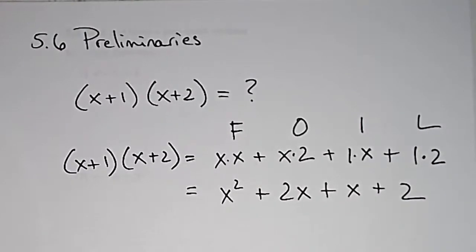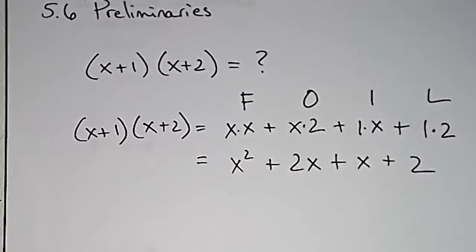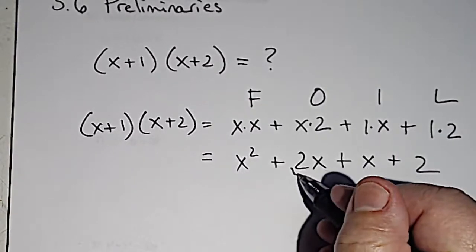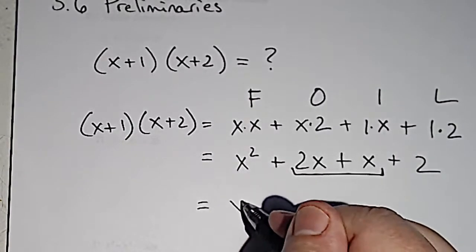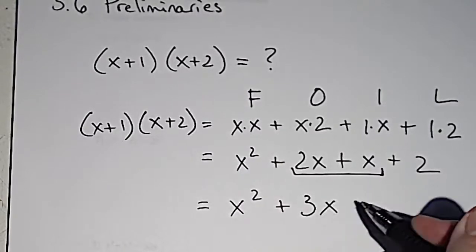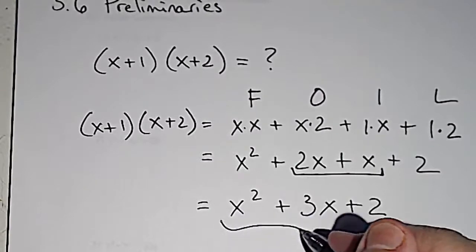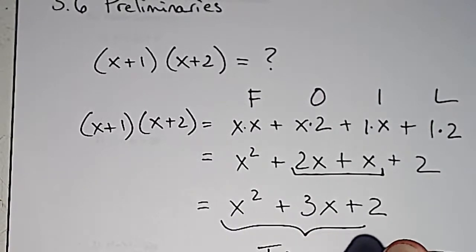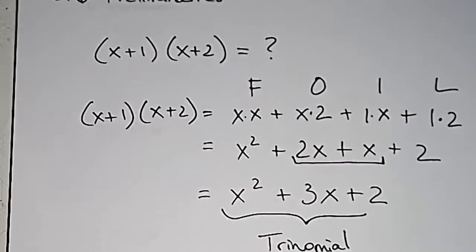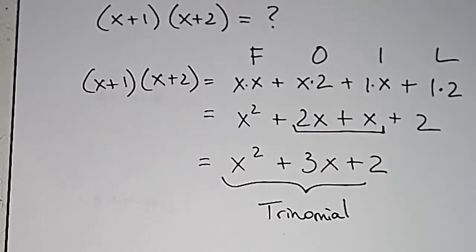Now, this would be it, except the middle two terms can be combined. So I get x squared plus 3x plus 2. This is a trinomial, and it is a special trinomial of the form ax squared plus bx plus c. Sorry, you can't see the word trinomial. That's what we're going to be working with in 5.6. We're going to be factoring these.